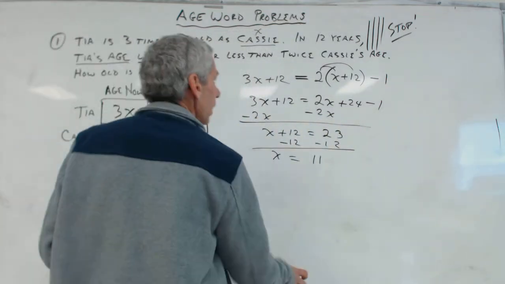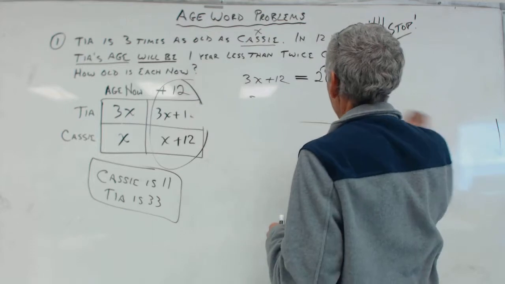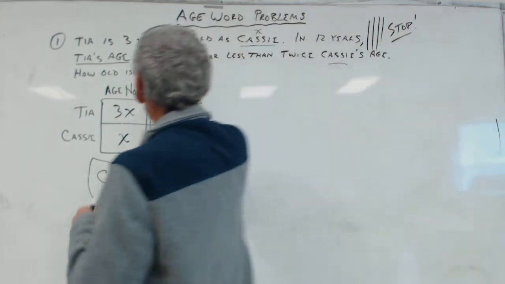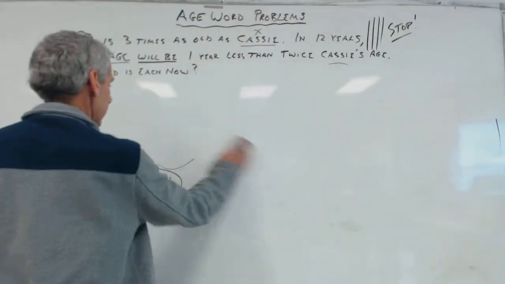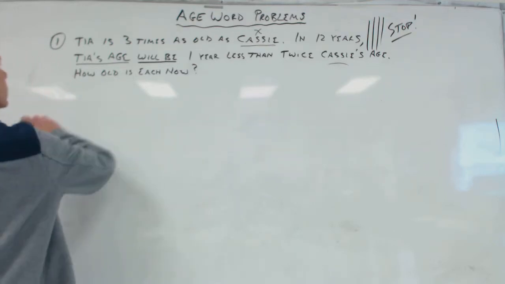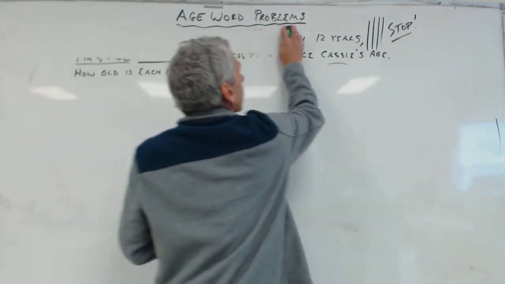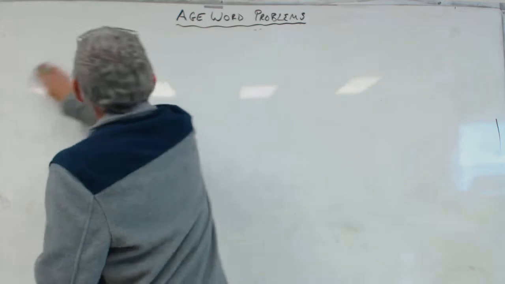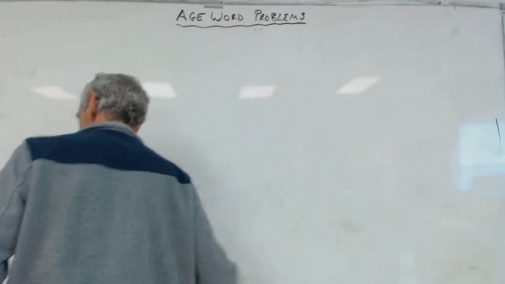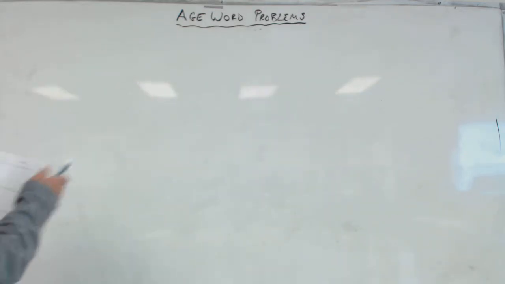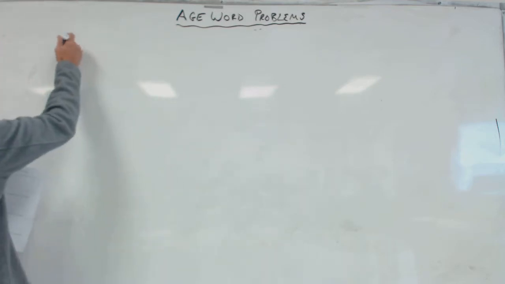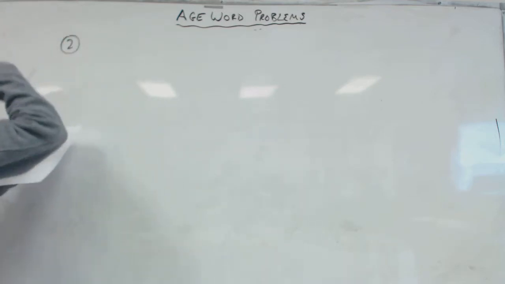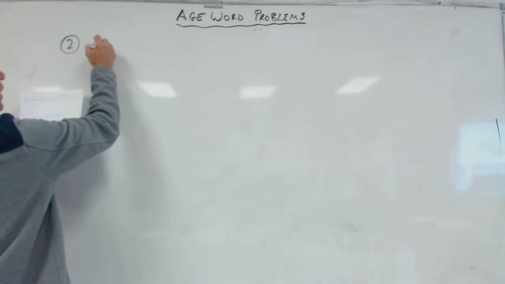Cool. All right. So now that you know the process, let's go through the second one. The second one is x plus 6 and x minus 6. Hang on a second. I got to write it down. And then the third one is x plus 8. Okay. And here is x. So number 2.